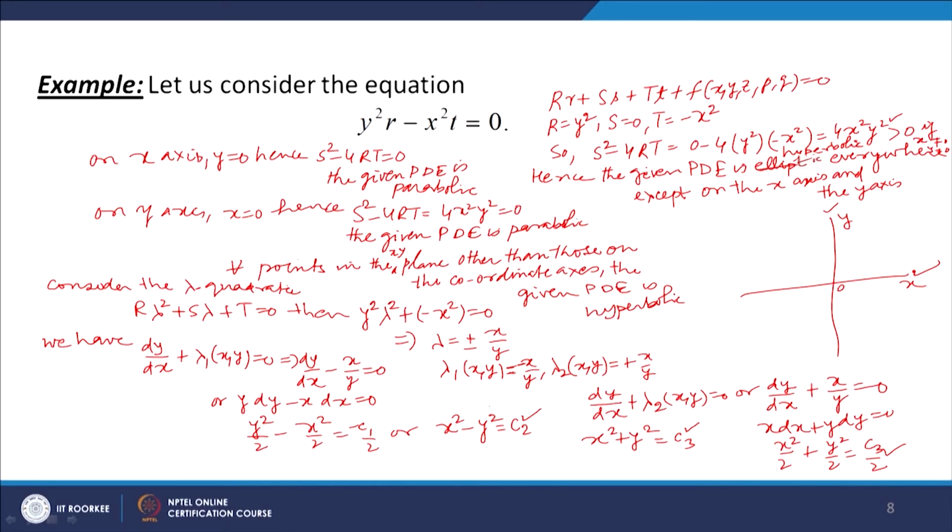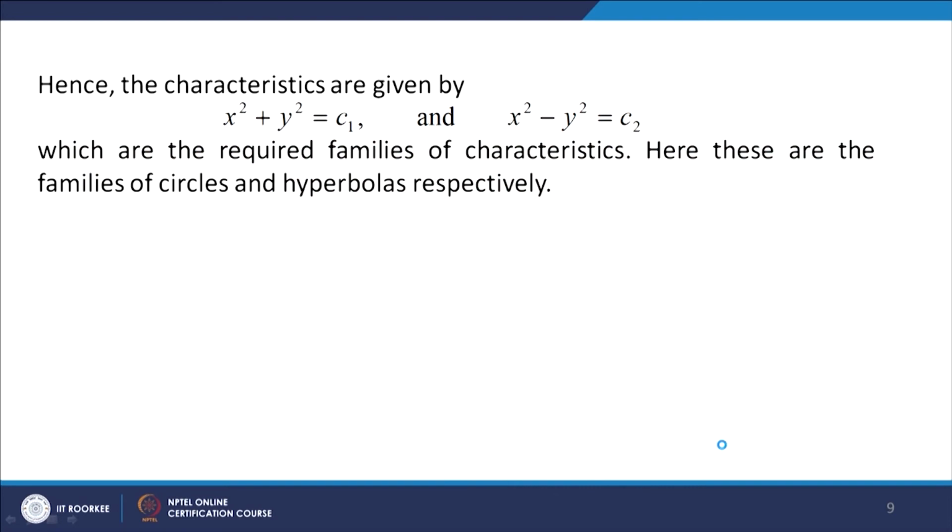Okay, so this represents a family of hyperbolas, and this represents a family of circles. So for the given PDE, the characteristic curves are two families, one is the family of hyperbolas and the other is the family of circles. The characteristics are given by x square plus y square equal to some constant, x square minus y square equal to some constant, which are the required families of characteristics. So these are families of circles and hyperbolas.